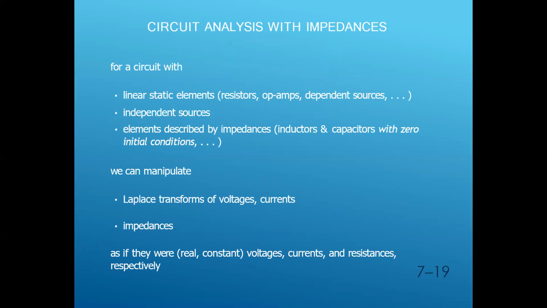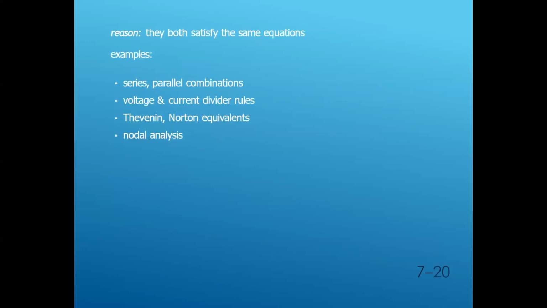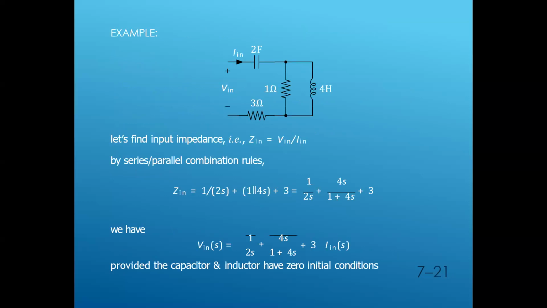For a circuit with linear static elements, resistors, op amps, independent sources, and elements described by impedances, inductors and capacitors with zero initial conditions, we can manipulate Laplace transforms of voltages, currents and impedances as if they were real constants, voltages, currents and resistances respectively. The reason is they both satisfy the same equations. Examples are series parallel combination, voltage and current divider rule, Thevenin Norton equivalents, and nodal analysis.